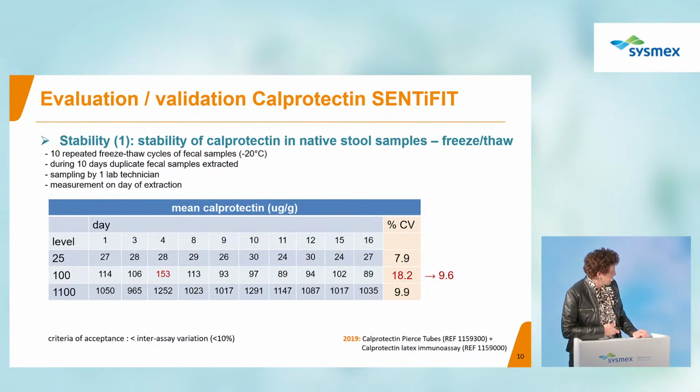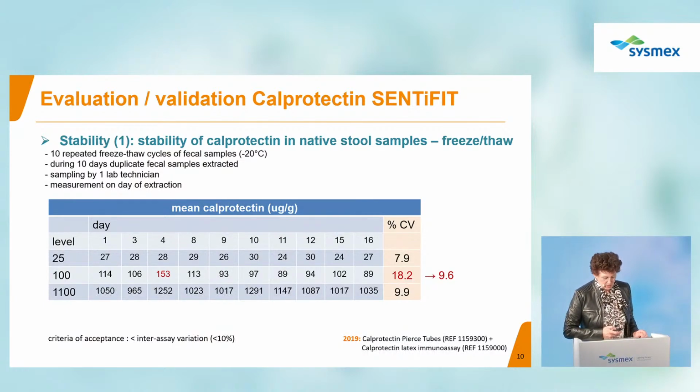What we see here is the days that we have measured, and then we have here the concentrations of 25, 100 and a high level range. And what we see here is the concentration levels in the different freeze-thaw sessions. There's one concentration which is a little bit elevated, but when we lose that, we still have percentages of variation within 10%.